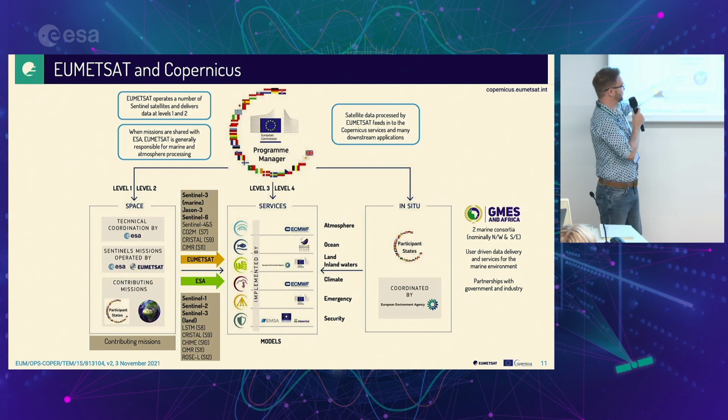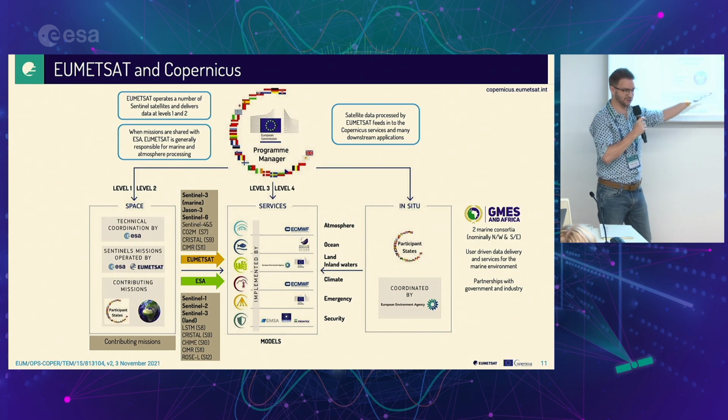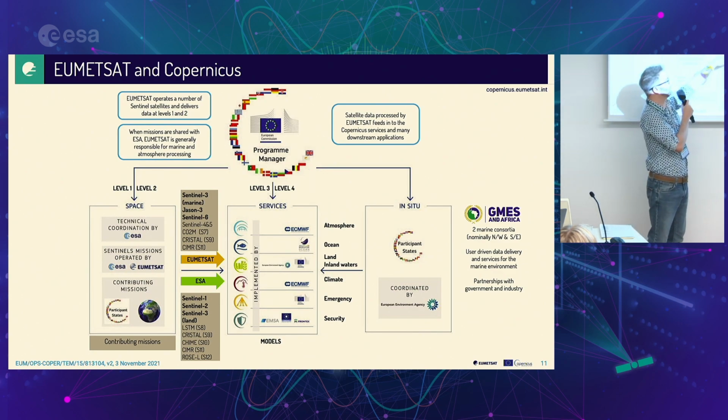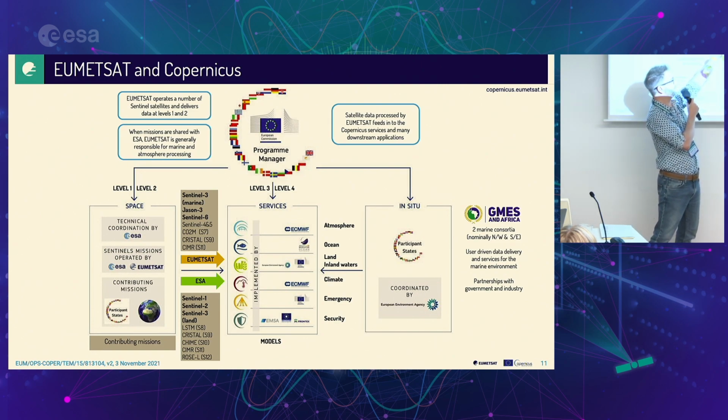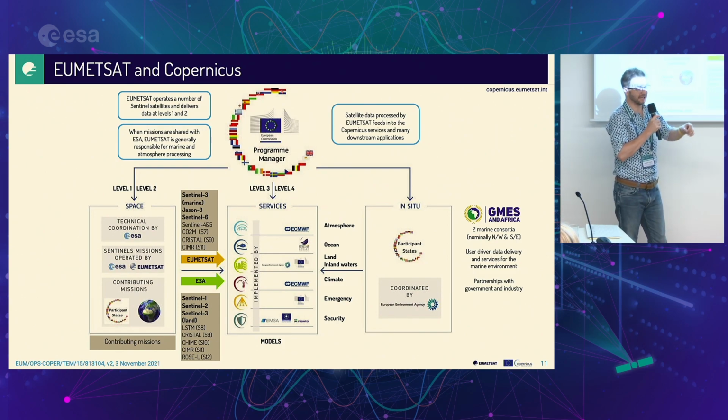So we generally operate under the space component, so we operate the missions, as I previously said, and we also take the responsibility to operate some of the coordinating missions. The landscape gets a little bit complicated here in terms of where your data comes from. So under EUMETSAT, we operate Sentinel-3, the entire mission, but we're responsible for disseminating the data for marine and for atmosphere. Any Sentinel-3 data for land is processed and disseminated by ESA.